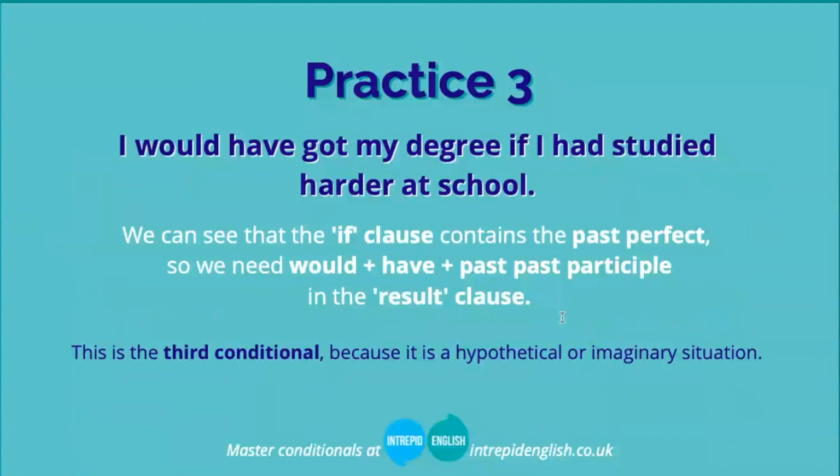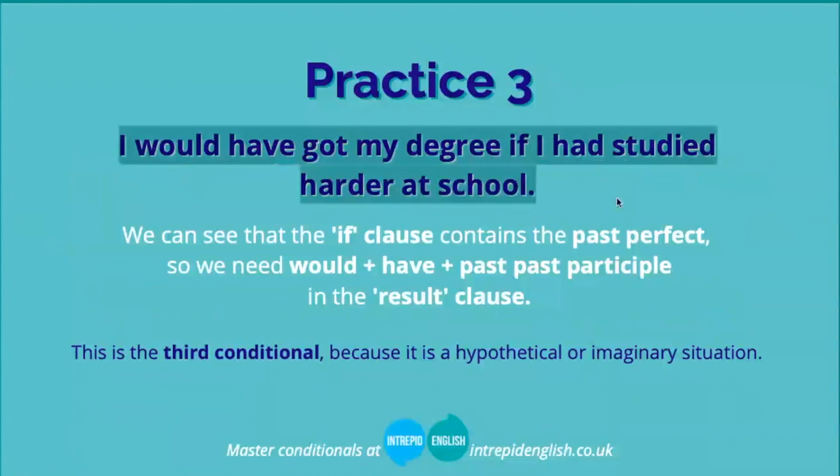So, got, that's British English. If you are a speaker of American English, they tend to say gotten. Their past participle of get is gotten. So in Britain, we say get, got. And in American English, they say get, got, gotten. So the answer for them would be gotten. But because I'm British, I would have got my degree if I had studied harder at school.